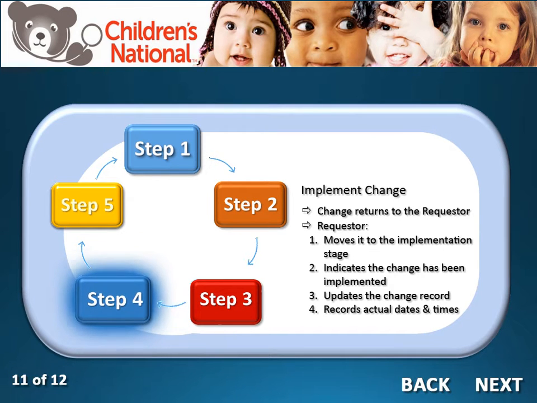Step 4. Implement change. Once all approvals are granted, the change goes back to the requester for implementation. The requester accesses the change request and moves it to the implementation stage. The requester indicates that they have implemented the change and updates the change record with details of what was done, whether it was successful, and then enters the actual implementation date and time.